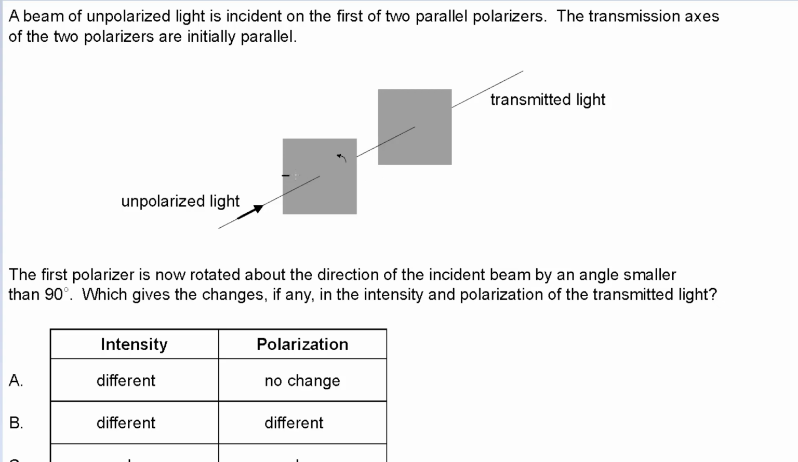So let's draw that out. Consider this dashed line to be that transmission axes. And they're going to be the same for each polarizer.